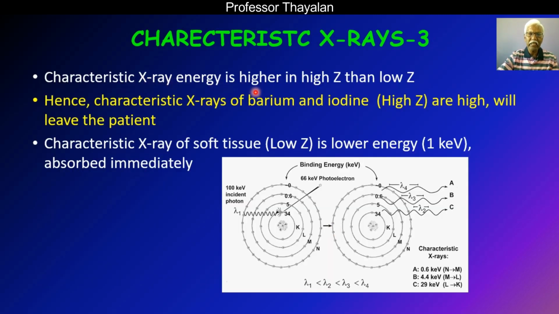The characteristic X-ray energy is higher in high Z material compared to low Z. That is the reason the characteristic X-rays of barium and iodine are so energetic that they leave the patient immediately after the interactions. In contrast, the characteristic X-rays of soft tissue are low energy because of low Z, around 1 kilo electron volt. It is immediately absorbed in the patient itself.